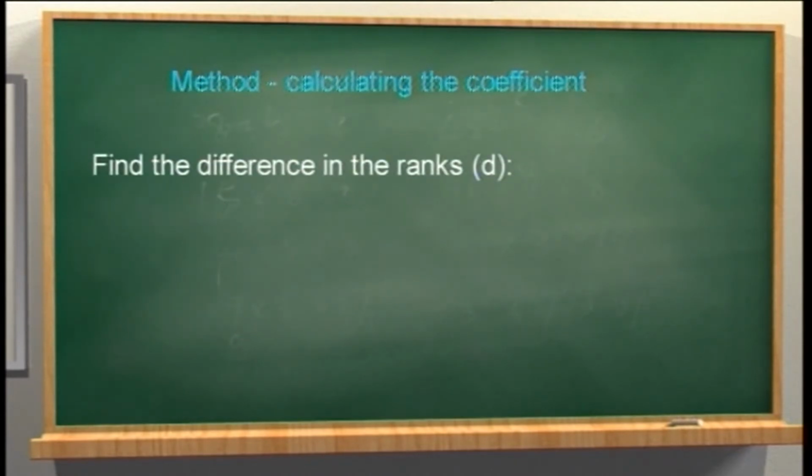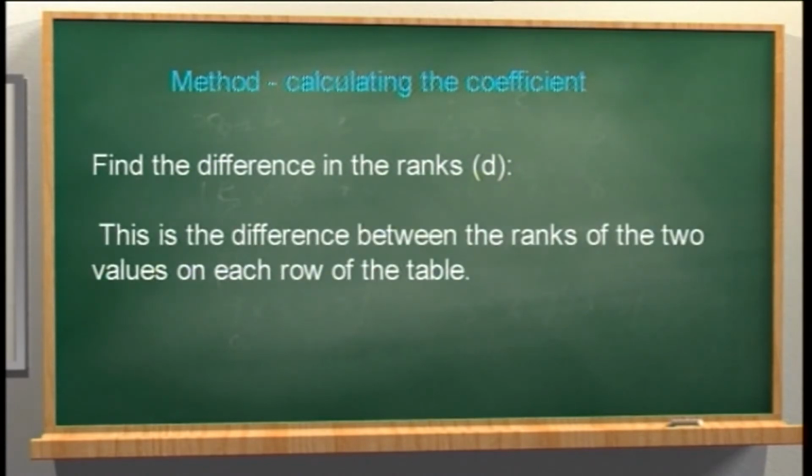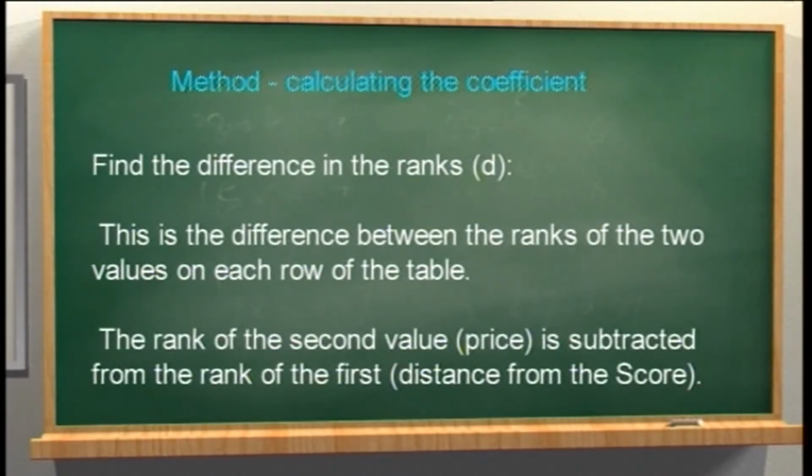Find the difference in the ranks. This is the difference between the ranks of two values on each row of the table. The rank of the second value, that is price, is subtracted from the rank of the first, that is the distance from the school.